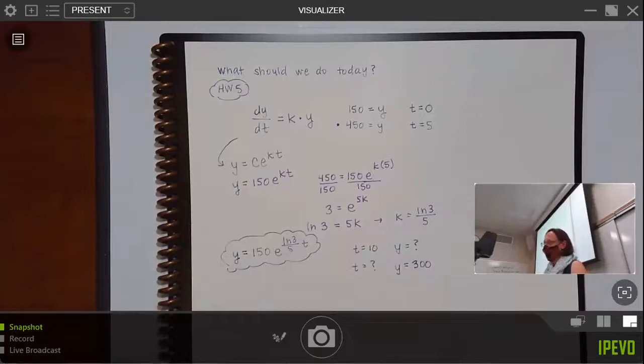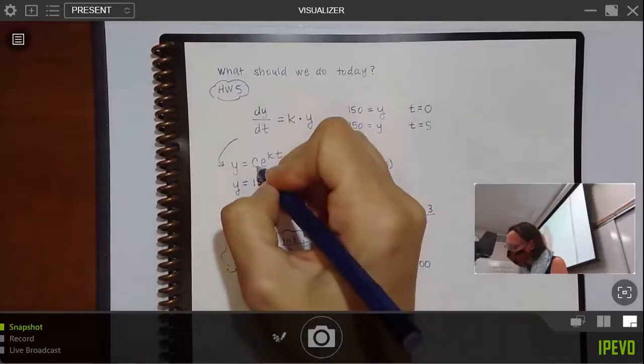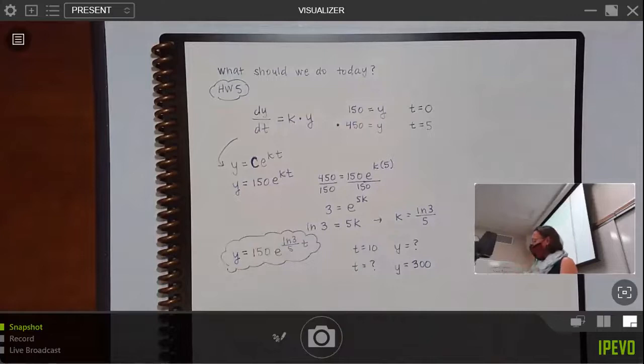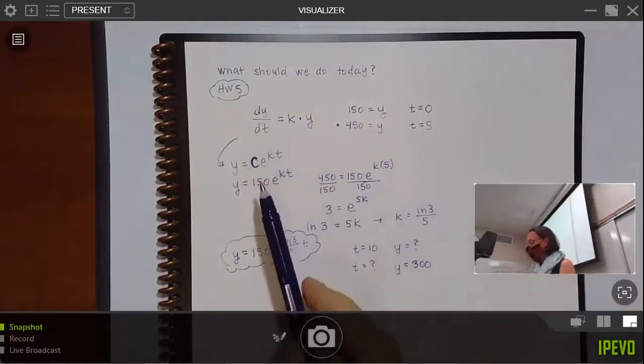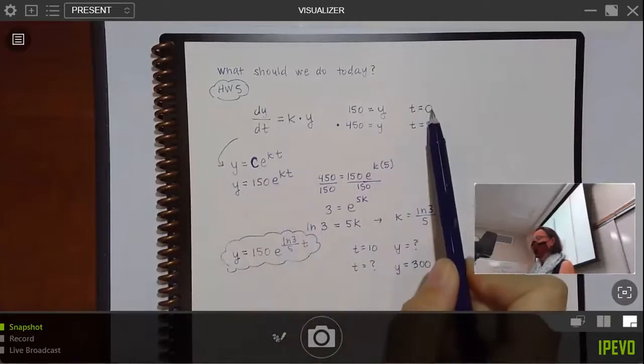Question? Why did you put 150 and not 450 here? Oh, yeah. So the C value here is like our initial value. You could put 450. So if you put 450, then this time would be -5, right?